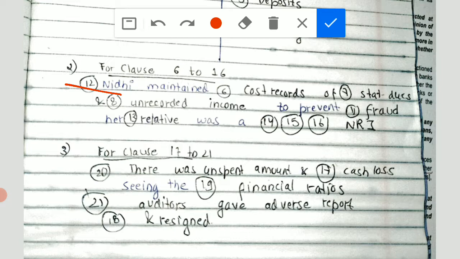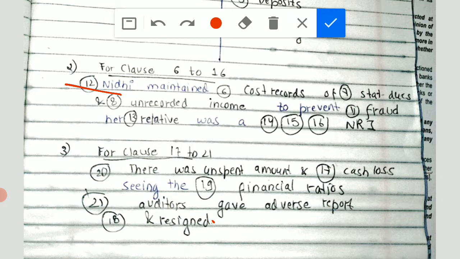Her relative was an NRI. So Nidhi is a girl who is working in a company. She maintains cost records to prevent fraud, cost records of statutory dues and unrecorded income. And Nidhi's relative was an NRI. So clause number 6 talks about your cost records. Clause number 7 talks about your statutory dues. Clause number 8 will talk about your unrecorded income.